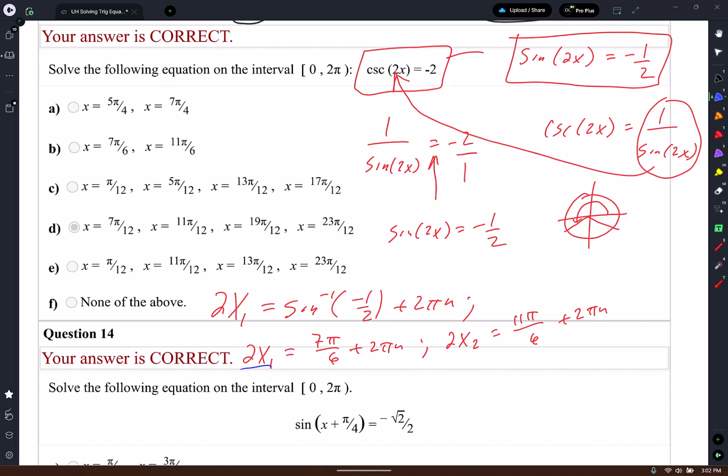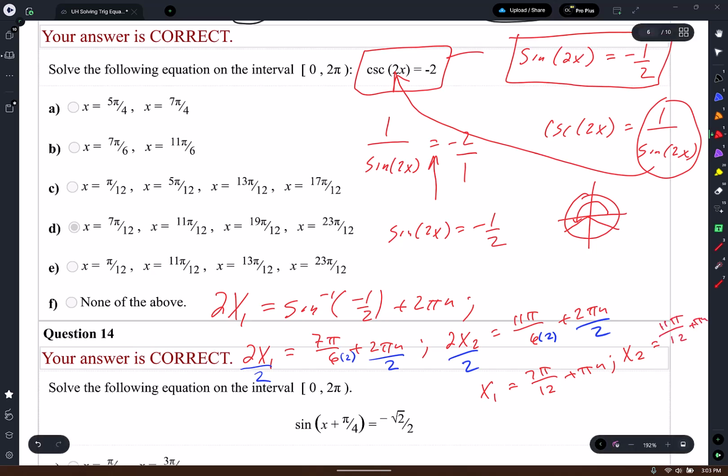I want x1 and x2 by itself, so divide by 2, divide by 2, divide by 2. I put the 2 next to the 6 from the keep, change, flip. It's already a fraction, just put it in the bottom. Divide by 2, divide by 2, divide by 2. All right, here you go. Here's my answer. x1 equals 7 pi over 12 plus pi n, semicolon, x2 equals 11 pi over 12 plus pi n.